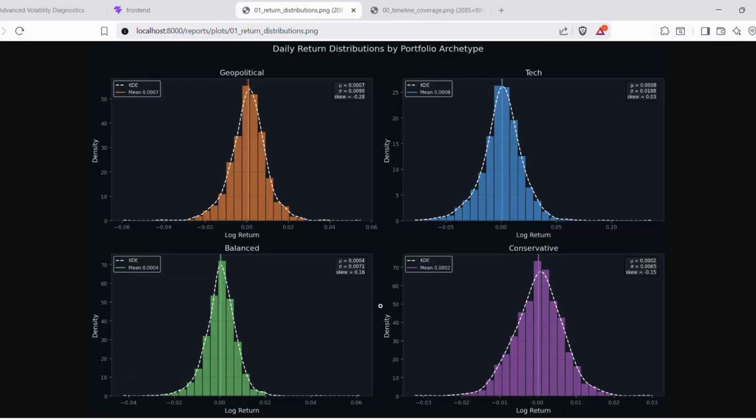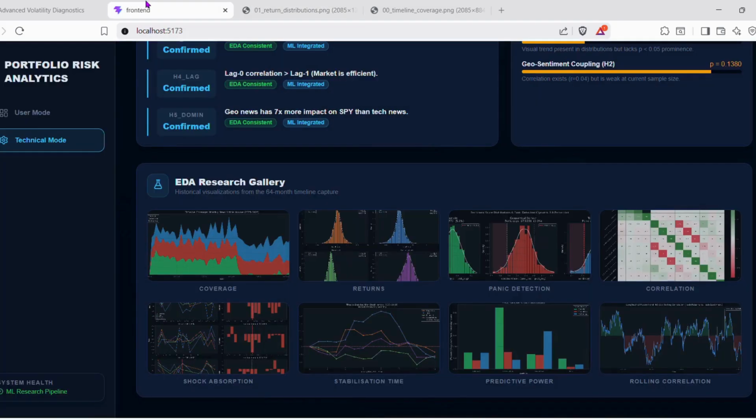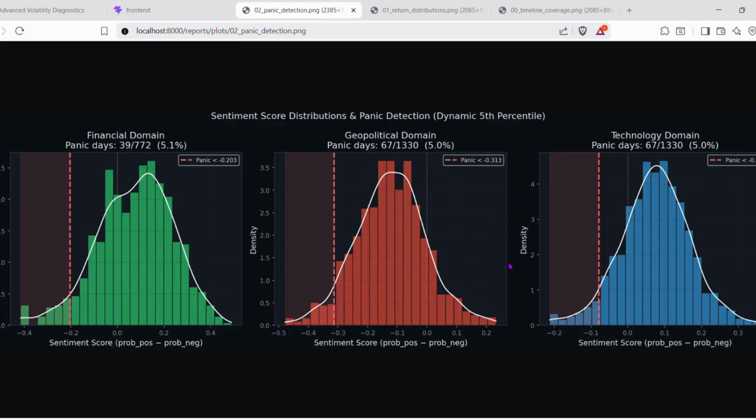The second one that we see is how the current distribution of data is being done. As we can see, mostly every single data distribution follows a normal distribution pattern. Next we have one for the sentiment score distribution and panic detection. Here, as we can see, the red region in every single scenario denotes the panic-driven region for every single type of domain.